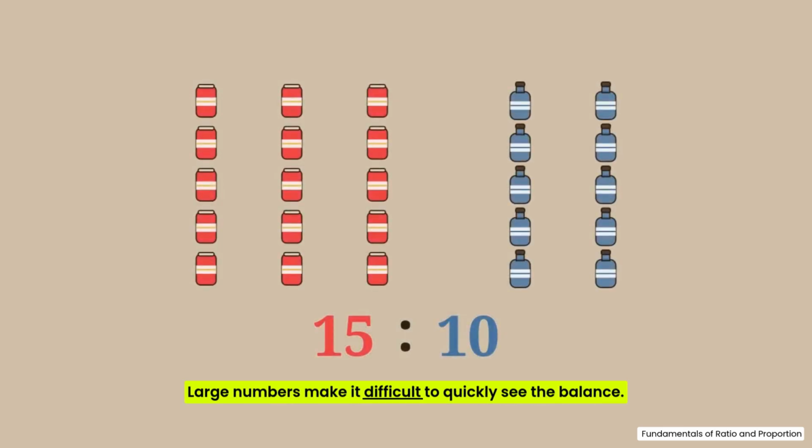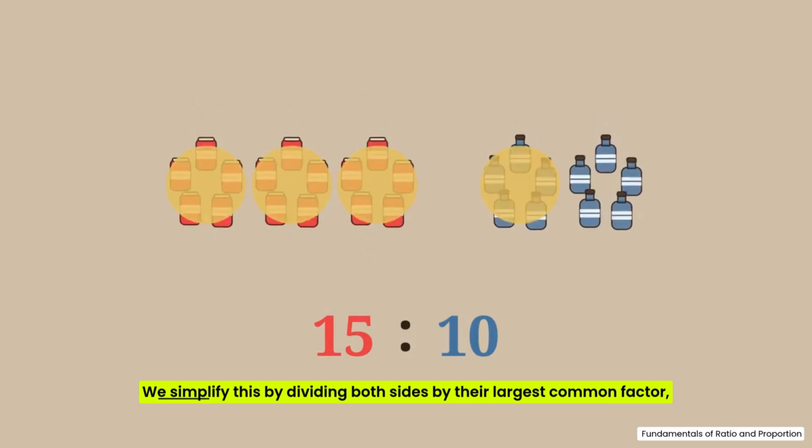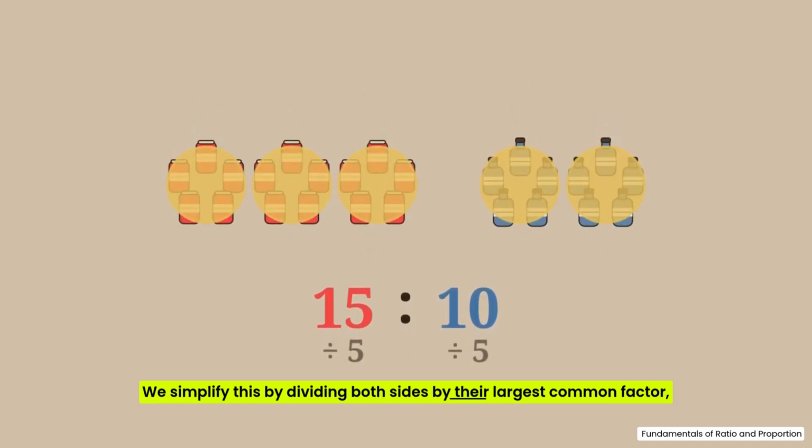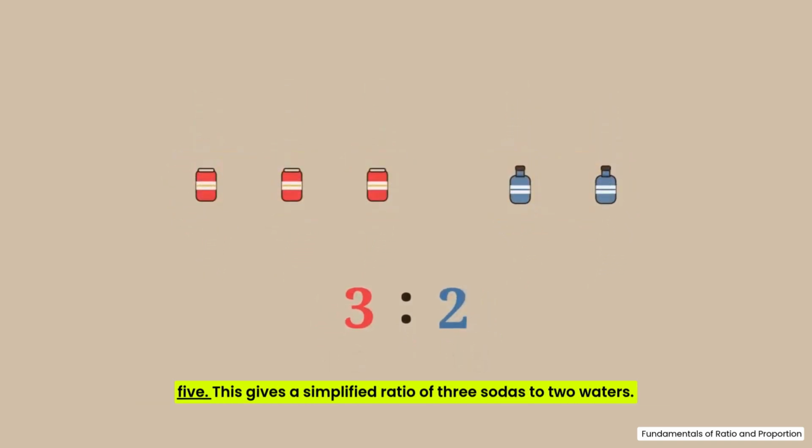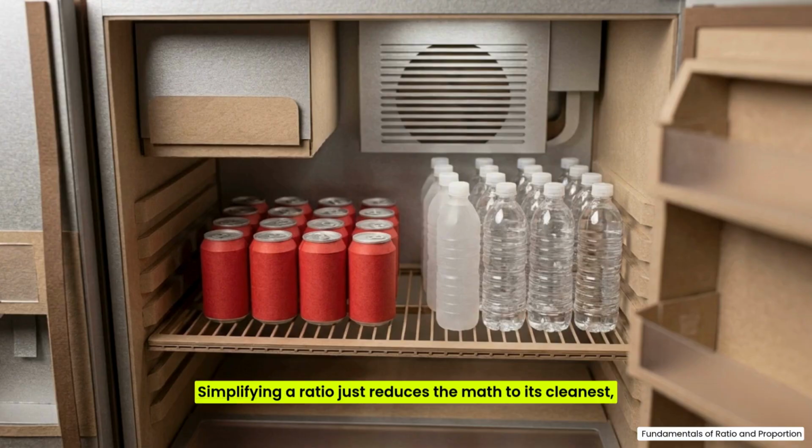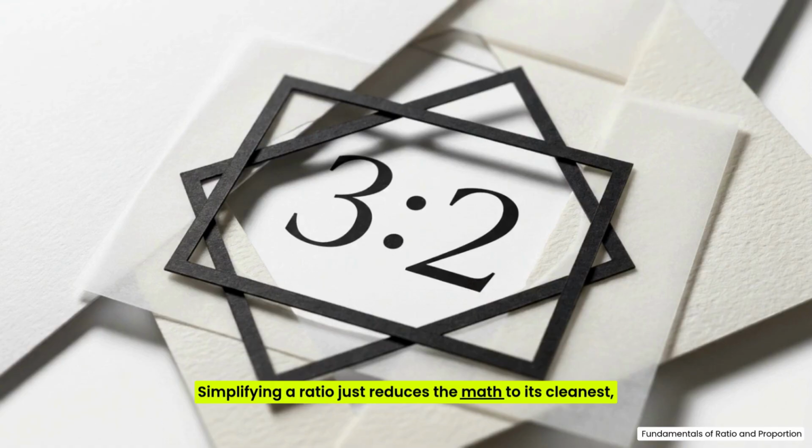Large numbers make it difficult to quickly see the balance. We simplify this by dividing both sides by their largest common factor, 5. This gives a simplified ratio of 3 sodas to 2 waters. You still have the same amount of drinks. Simplifying a ratio just reduces the math to its cleanest, most understandable form.